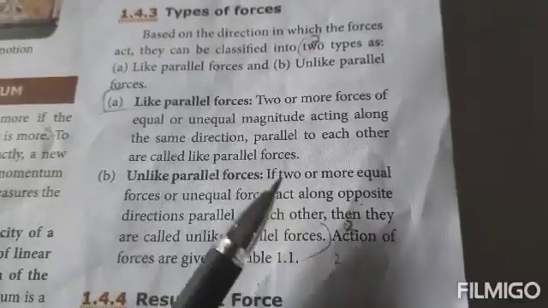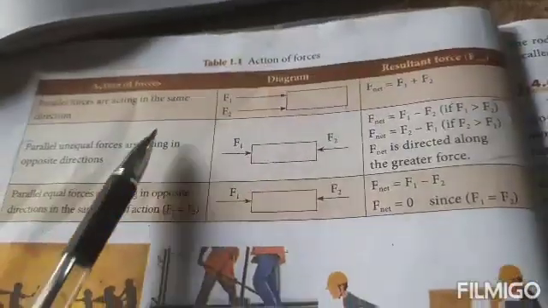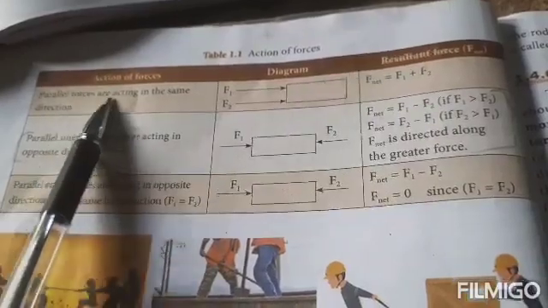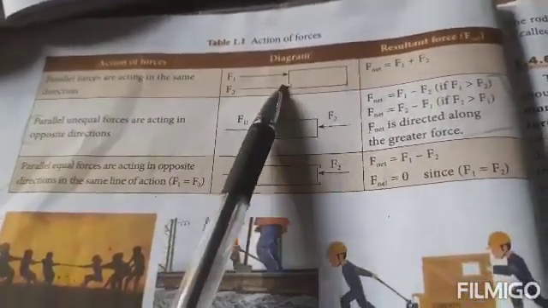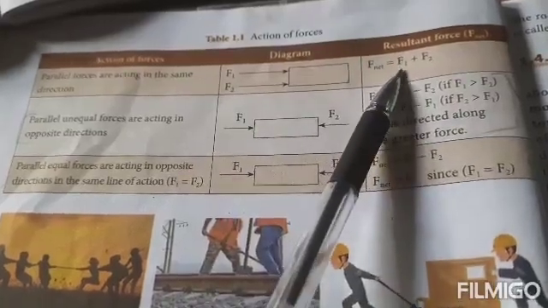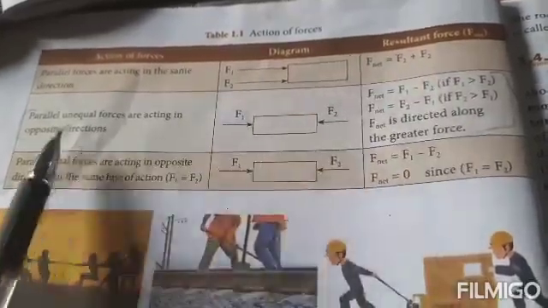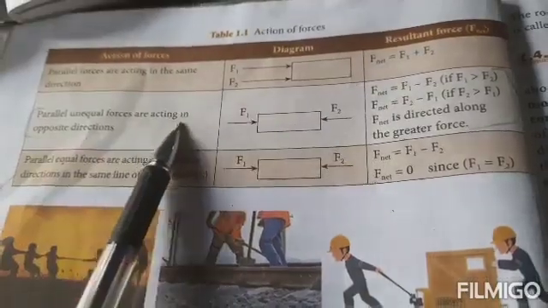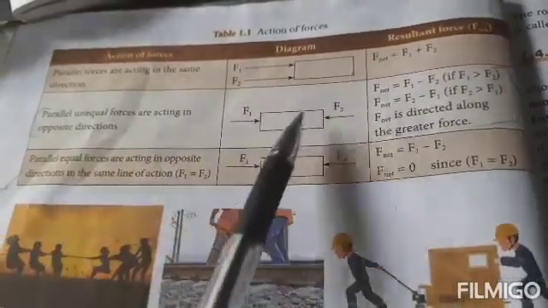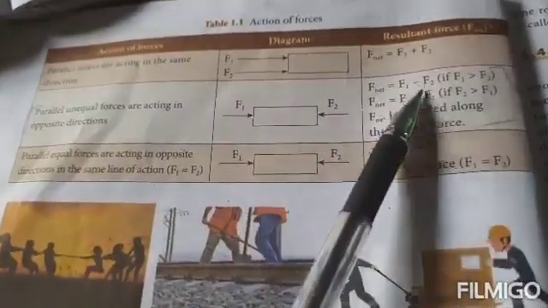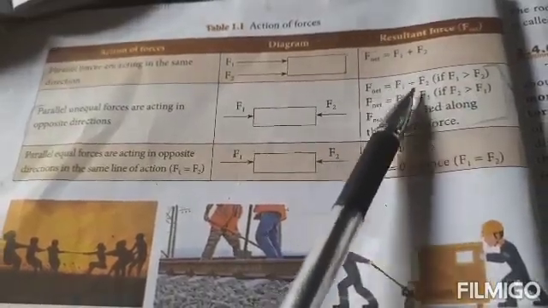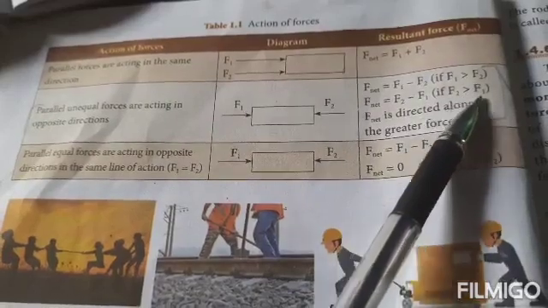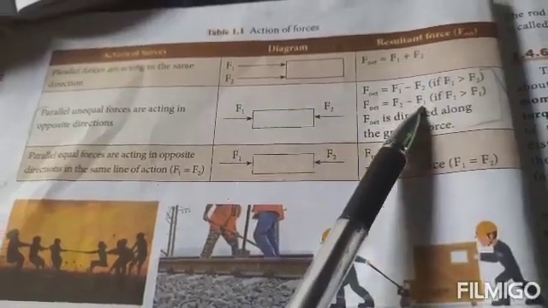Rome letter 6, question number 2. Now look at this table column. Parallel forces acting in the same direction: F1 and F2 act in the same direction. The formula is F resultant equals F1 plus F2. Parallel unequal forces acting in opposite directions: see the picture. If F1 is greater than F2, the formula is F1 minus F2. If F2 is greater than F1, the formula is F2 minus F1.